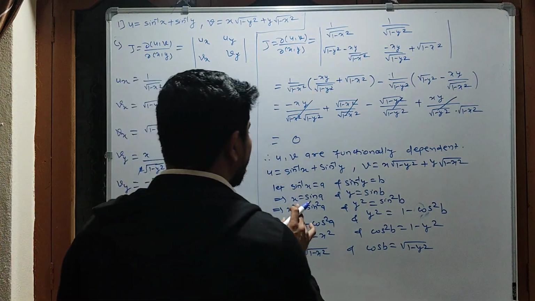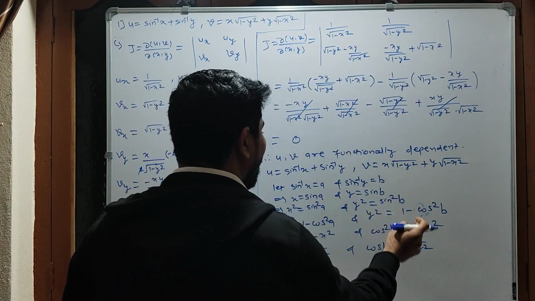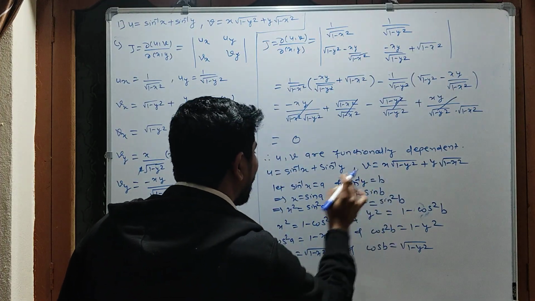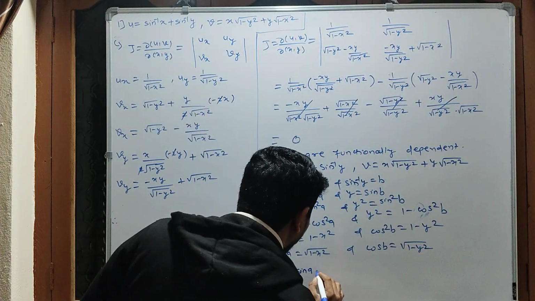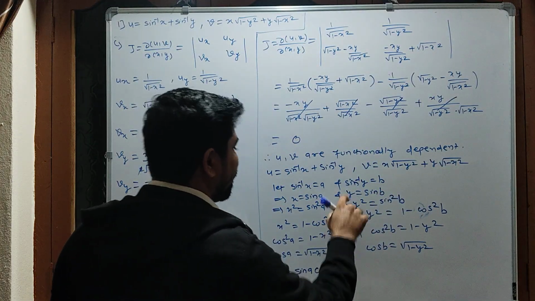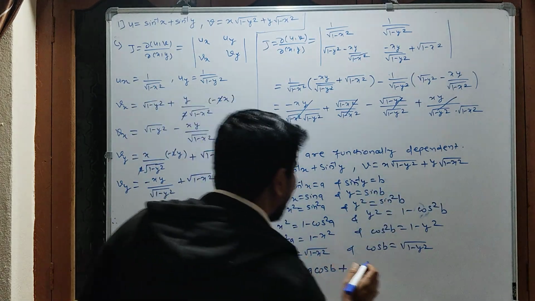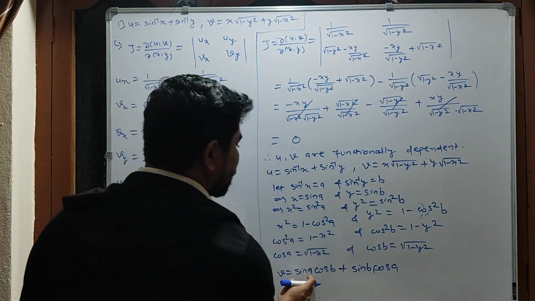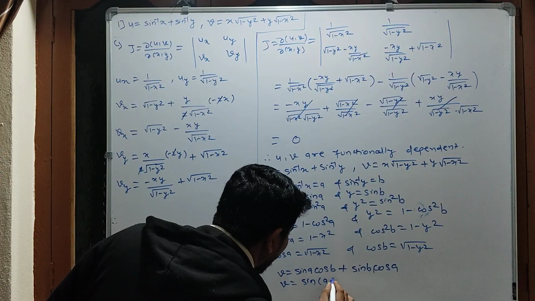Therefore, just observe one thing. v equal to x under root 1 minus y square plus y under root 1 minus x square. The value of x is sin a, under root 1 minus y square is cos b, plus y is sin b, and under root 1 minus x square is cos a. So this is sin a cos b plus cos a sin b.